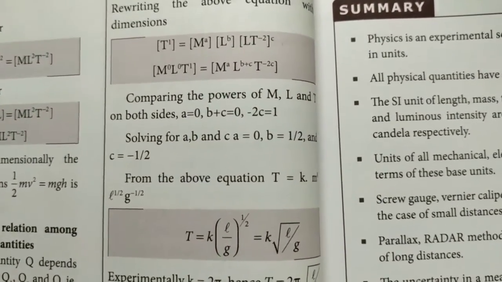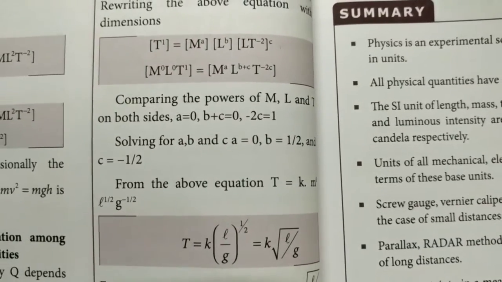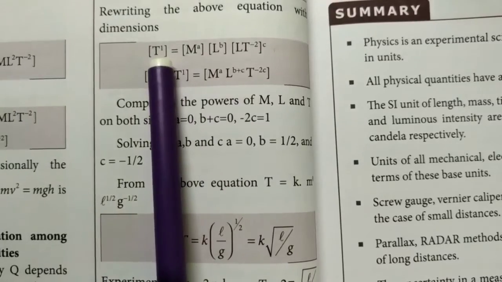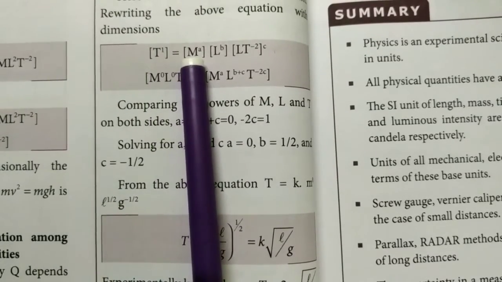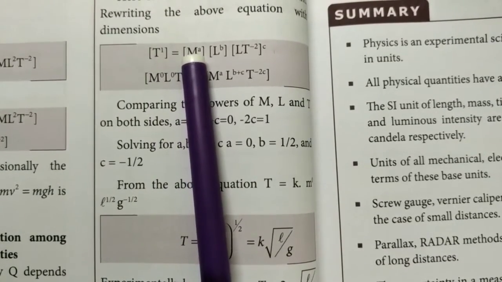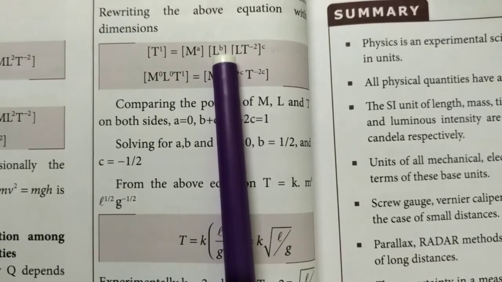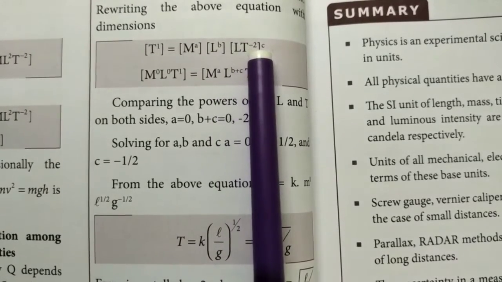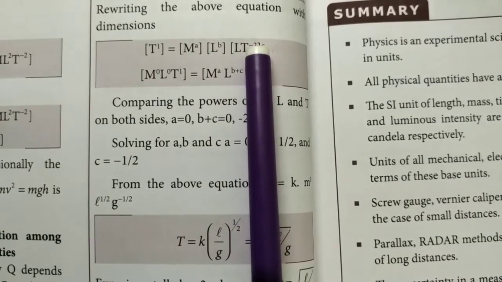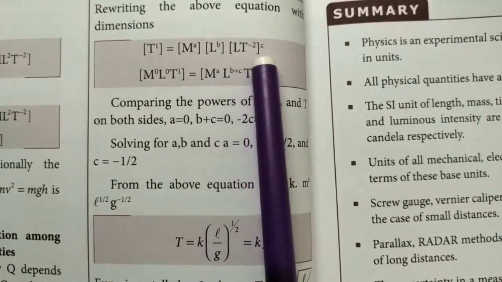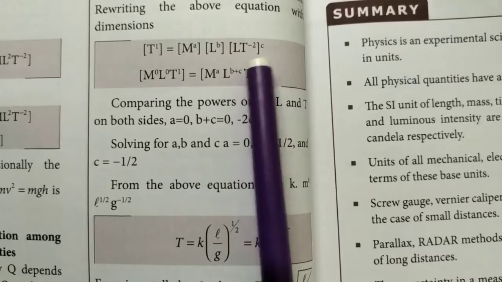Here we are substituting the dimensions of all these quantities. Dimension of T is T. Then dimension of M is capital M. That is M power A. Dimension of length is capital L. That is L power B. And the dimension of acceleration due to gravity is LT power minus 2. That is whole power C. g power C, so LT power minus 2 the whole power C.